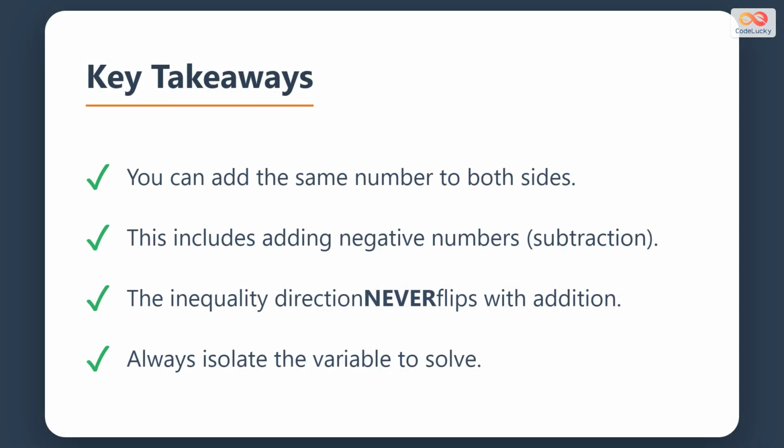To wrap up, remember these key points. You can add the same number to both sides of an inequality to solve it. This works for positive and negative numbers. Most importantly, simply adding or subtracting never flips the inequality sign.